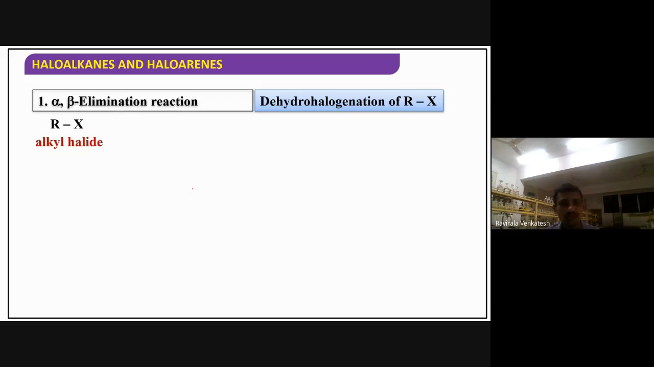Now let me see a simple, general reaction. I have taken an alkyl halide RX, plus KOH. This is alcoholic KOH. Now what is the meaning of alcoholic KOH? Very simple. The solvent is alcohol, isn't it? So you have dissolved KOH in the alcohol.